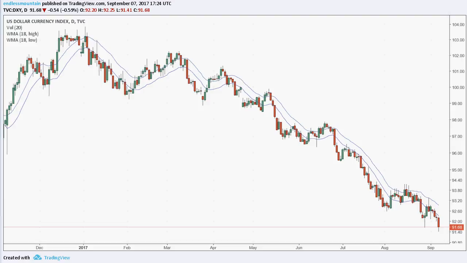Let's go over the precious metals as well as the currency index, the dollar index, as well as the cross with the Canadian dollar, starting with the DXY daily chart.